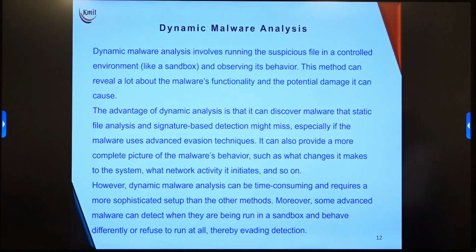However, dynamic malware analysis can be time consuming because it requires each and every file to be run and observed, and it requires a more sophisticated setup and other tools. So, this is another technique.